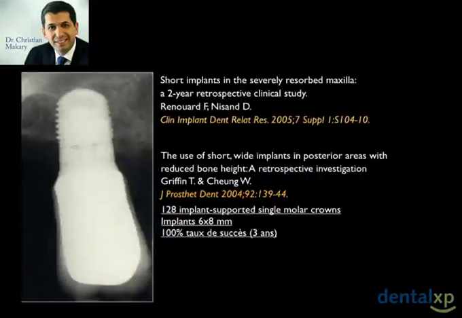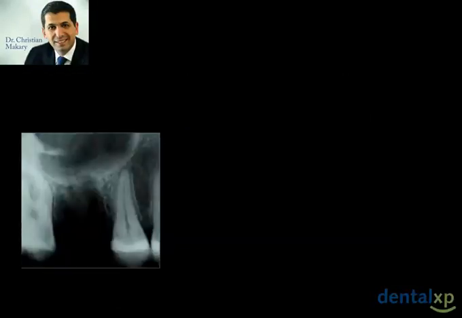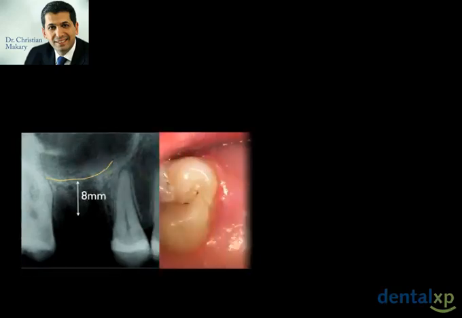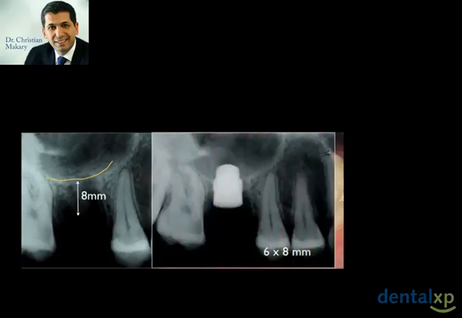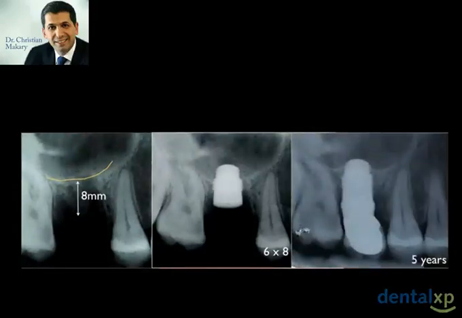Another option would be the placement of short implants, especially when those implants are wide diameter implants. And the literature showed a high success rate of such procedures. Like, for example, in a case like this one, when we have a residual bone height of 8 millimeters below the sinus with a very wide crest in the buccal palatal direction, we can place a short 6 by 8 millimeter implant as this one, and this can be restored, and we can see the very predictable result 5 years afterwards.